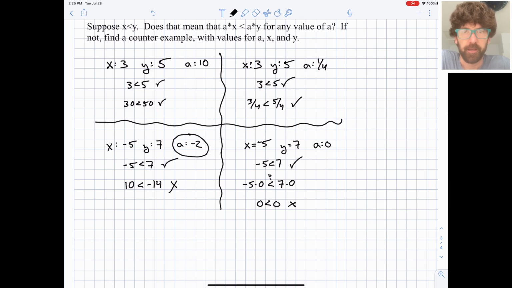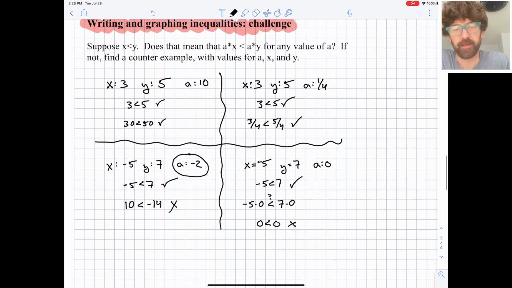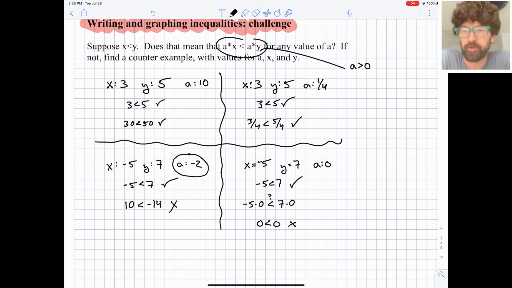Okay, so it looks like we're developing perhaps a bit of a theory that this is not true. The counterexample or this hypothesis fails whenever a is less than or equal to 0. So it looks like this is true as long as a is greater than 0. So that would be a caveat we would put on that. Okay, so there's our challenge, and that's a good place to stop right there.